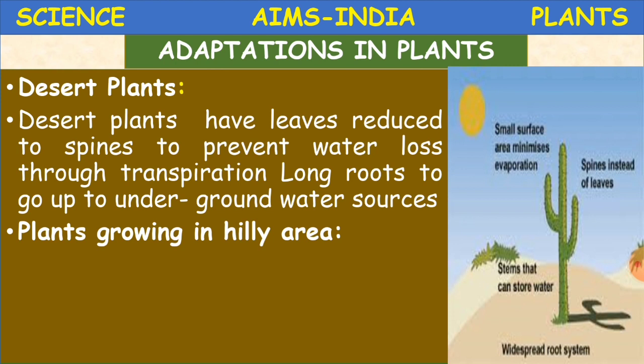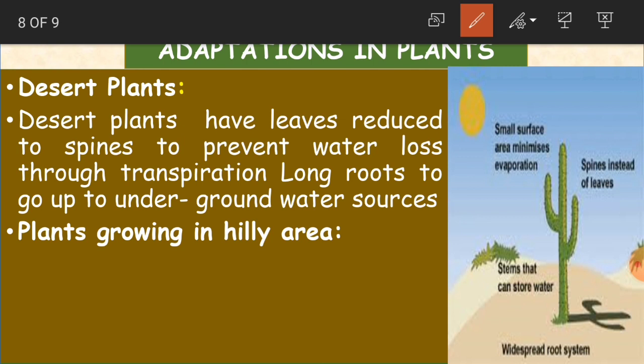How are they? Desert plants have leaves reduced to spines to prevent water loss through transpiration. So how are desert plants, children? Their plants have leaves. How are their leaves? Their leaves are reduced to spines. How are their leaves, children? They are like spines. If you see, like thorns. They do not have green, broad, flat leaves as our terrestrial plants have.